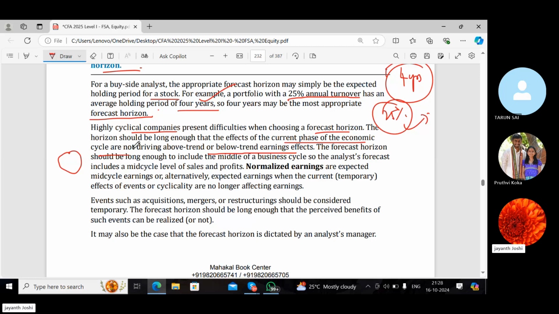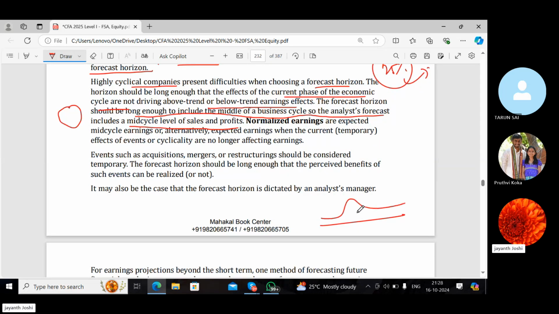The forecast horizon should be long enough to include the middle of the business cycle, so that the analyst forecast includes a mid-cycle level of sales and profits. Normalized earnings, that means the earnings which you can show on a normal distribution with some average earnings and also some fluctuations, like the standard deviation of the earnings above or below this, are expected mid-cycle earnings, or alternatively expected earnings. Expected earnings are nothing but mean or average earnings when the current effects of events or cyclicality are no longer affecting earnings.